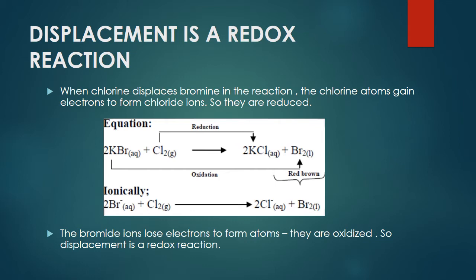Now how does this all happen? First of all, take the solution of potassium bromide. Potassium bromide is an ionic compound, so it will ionize in the solution. Bromide ions and potassium ions will get separate. By adding chlorine in the same solution, the chlorine atoms will gain the electrons from bromine, and by gaining the electron, chloride will become negatively charged. So then the chloride ions will attract the potassium.